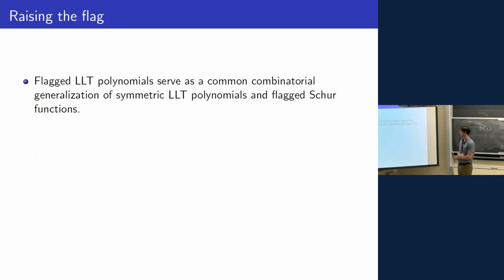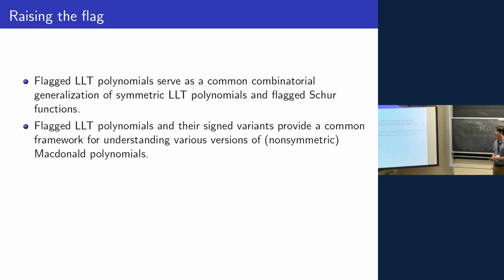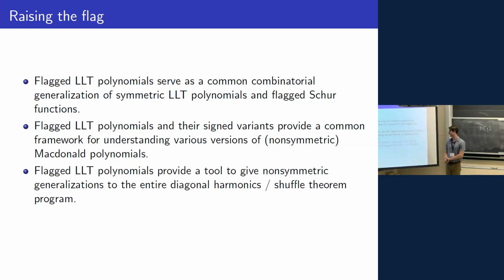So why do this? In general, flagged LLT polynomials serve as a combinatorial generalization of symmetric LLT polynomials and flagged Schur functions. From a purely combinatorial perspective, I think they're quite interesting. But also, importantly, the flagged LLT polynomials and their signed variants provide a new common framework for understanding these various questions coming from Macdonald polynomials that we didn't have time to understand.